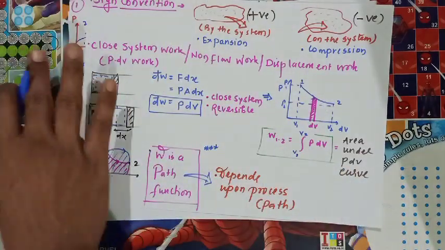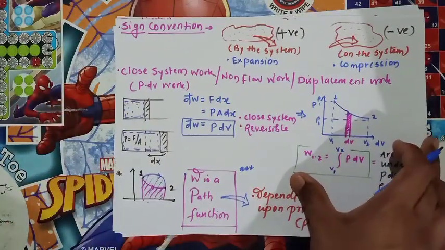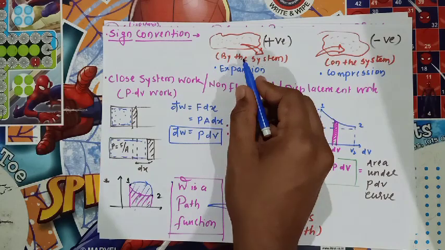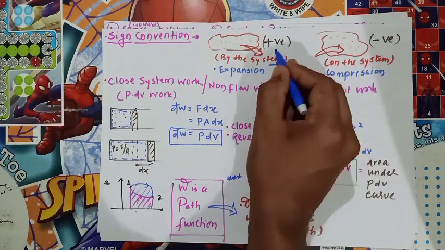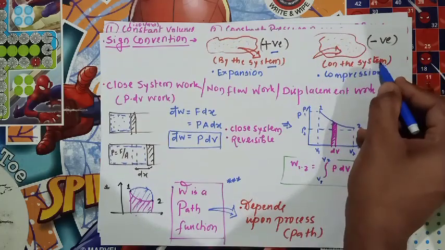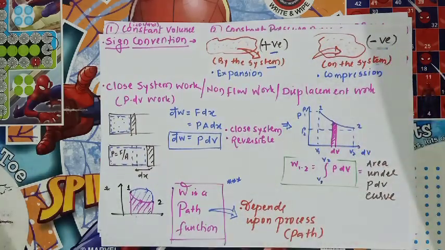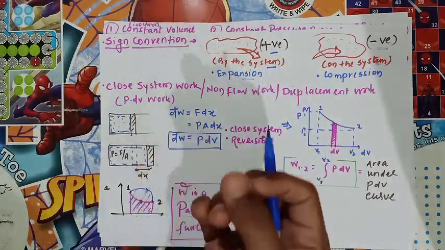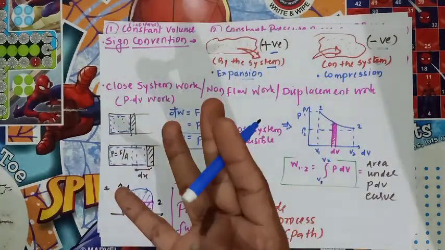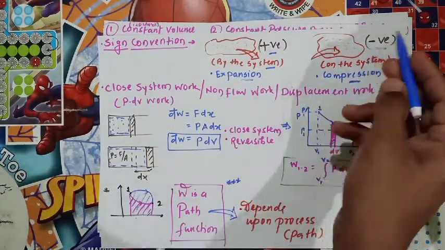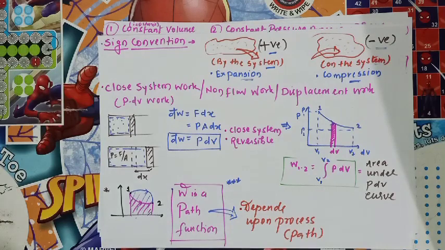Now let's talk about the sign convention. It is very much easy. If there is work transfer by the system, then it is positive, and if the work transfer is on the system, then it will be negative. Okay, it is very easy. So by the system means if there is expansion by the system, expansion is considered as positive and compression will be considered as negative.